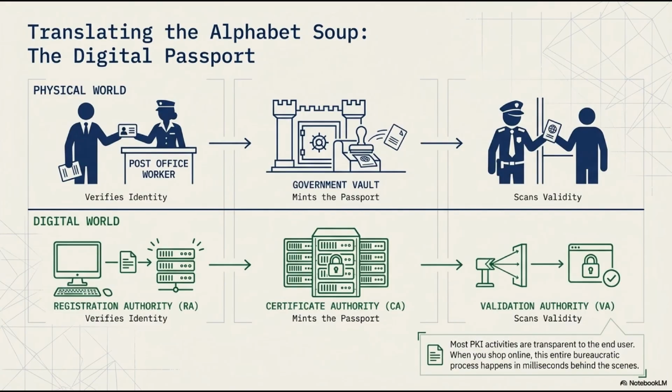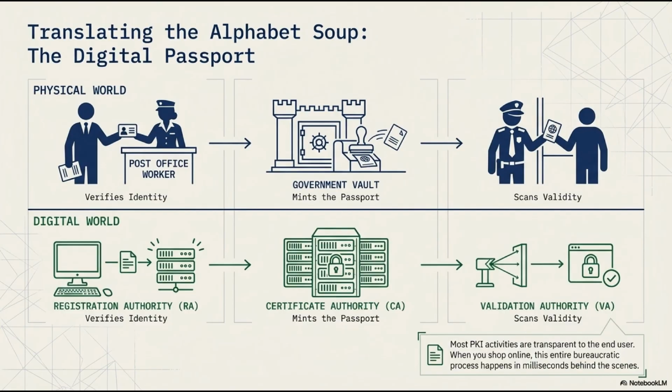Digitally, the VA does the exact same thing every single time your browser connects to a secure website. And what's fascinating here is that while this bureaucratic process of RAs, CAs, and VAs seems super heavy and slow in the physical world. Like waiting in line at the post office. Yeah, exactly. But the digital equivalent is totally transparent to the end user. It literally all happens in milliseconds behind the scenes. It's incredible. Well, let's dig into the very first step of that process.